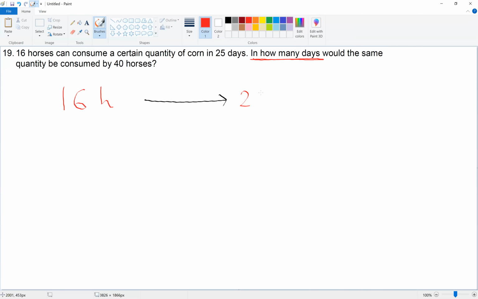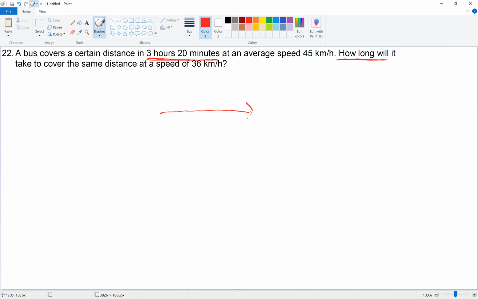So what will go on the right side? The time will be at the right side. So unfortunately, you have hour and minute together. That is very difficult to work with. So how many minutes is 3 hours, 20 minutes? 200 minutes. So that's what I'm going to work on. And this is 45 kilometers per hour.